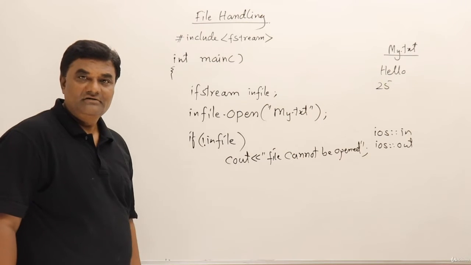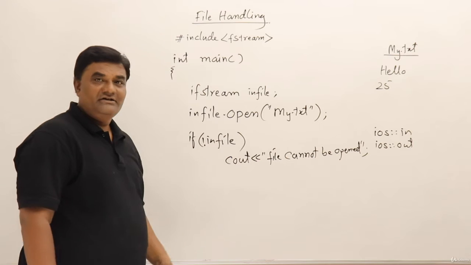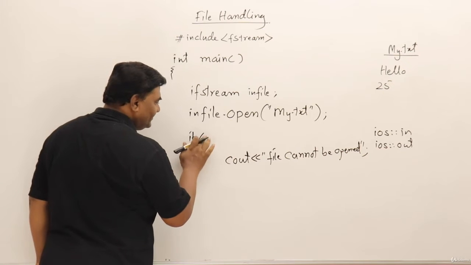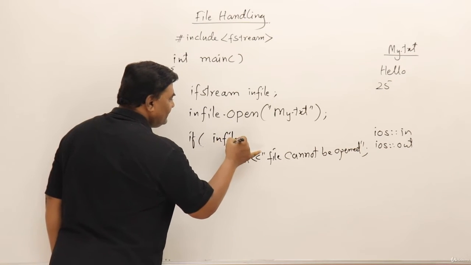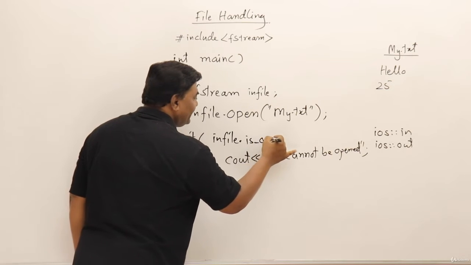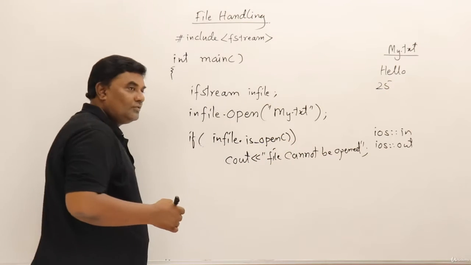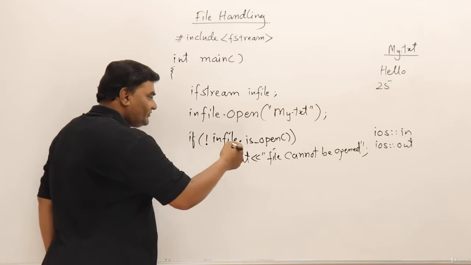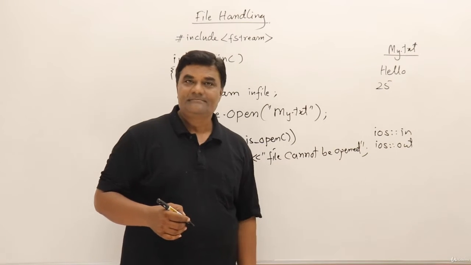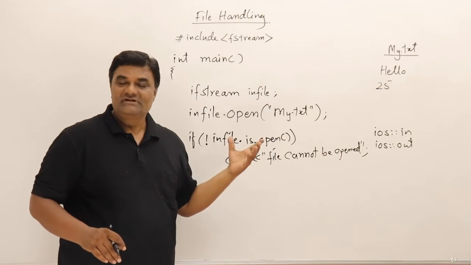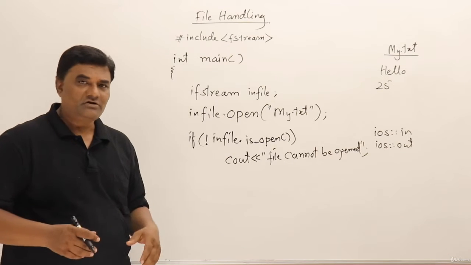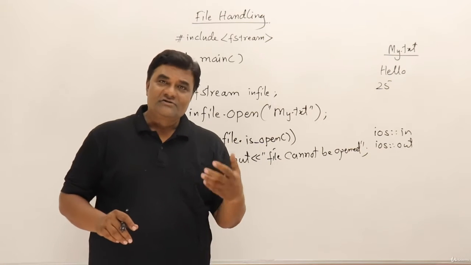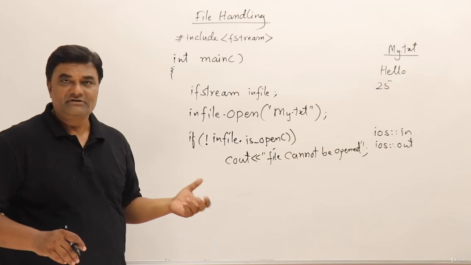File cannot be open. Then there is one more method for checking whether the file is opened or not, existing or not. I'll remove this and show you. See, inFile dot is_open. This will return true if the file is open, otherwise it will return false. So if I say not is_open, then I will say file cannot be open, meaning the file is not existing. This is how you can check whether the file is open or not. Usually when you try to open some file, we get a prompt that the file is not existing. Some messages we get. So like this only we have to check whether the file is open or not.